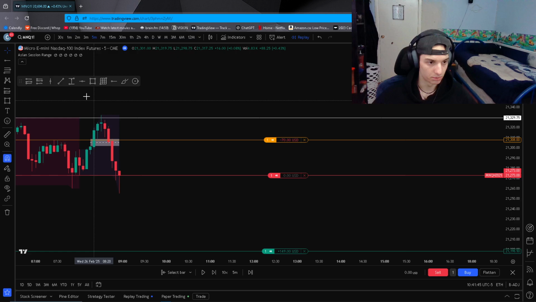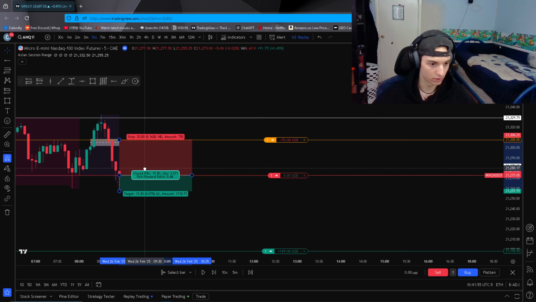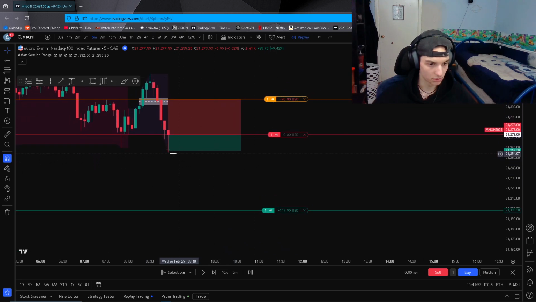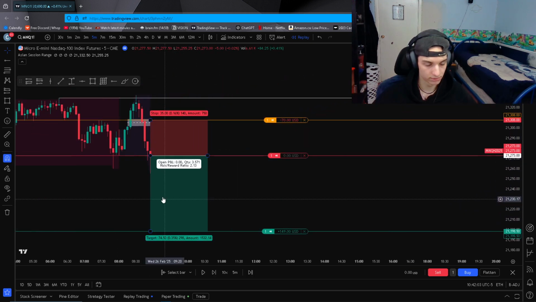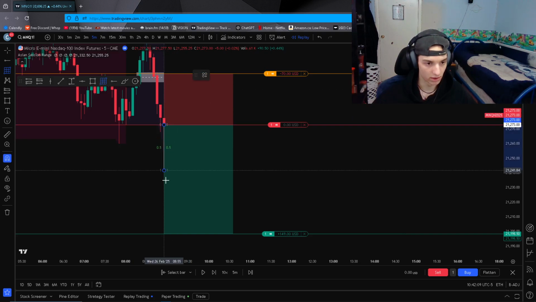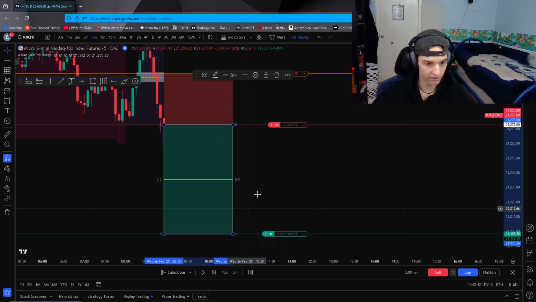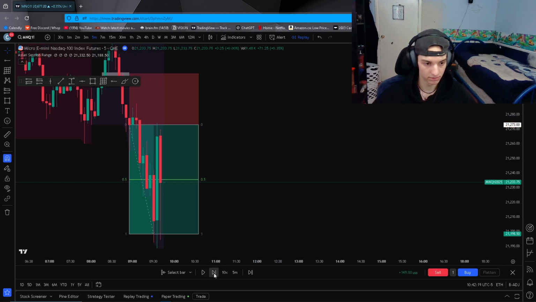Now we pull out our position tool. Put it right where we entered. Stop loss here. I'll bring it actually to the candle. Stop loss here. Take profit there. And what you can do as well, I'll use the Gann box. I'll go right from where I entered to my take profit. And as soon as we hit halfway to my take profit, I move to break even. But this is bar replay.